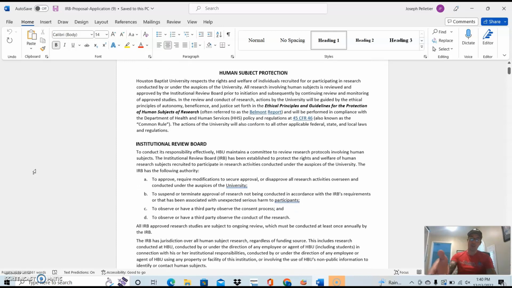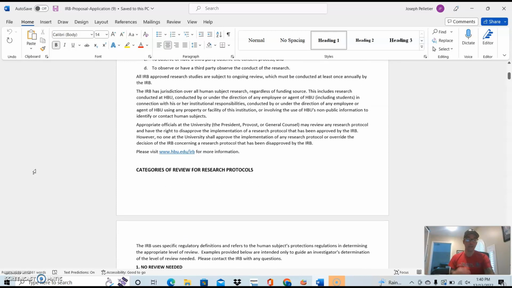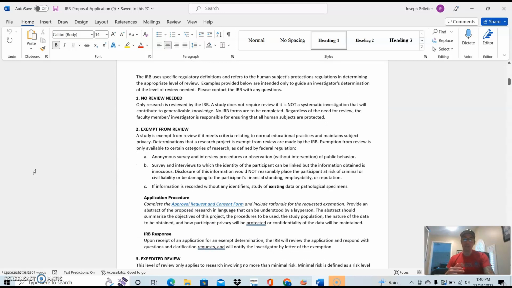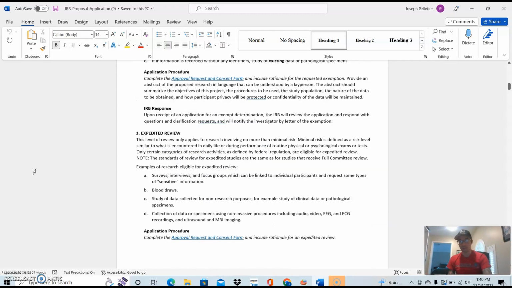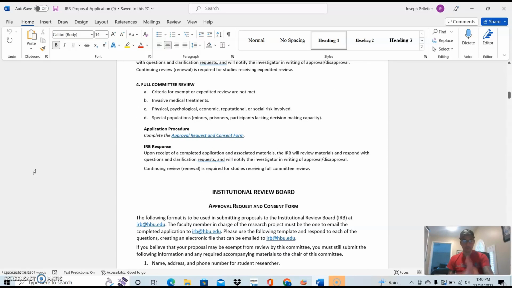So what does it look like? Why does the IRB even exist? Here's some background on it. This is all part of the application that you should read, but don't need to actually fill anything out for. It's got different protocols. The "no review needed" option does not pertain to students, so ignore that. Exemption from review, expedited review. You can have a look through these things, but 95% of you will have number 4, where you're actually gathering data and you need a full committee review.